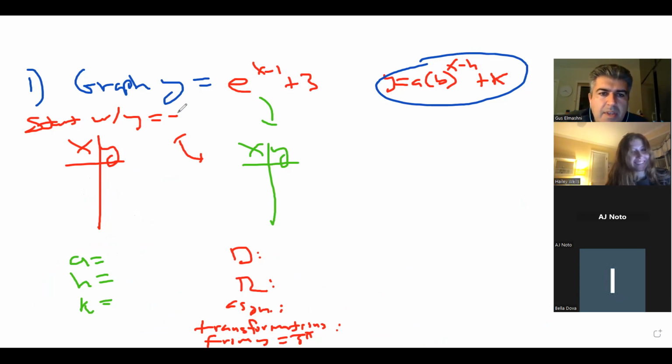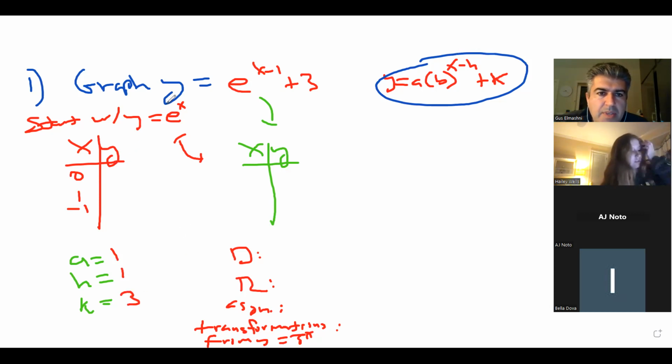So you're gonna start with E to the x. Then remember, E is 2.7. I'll let you use a scientific calculator if you need to for this part, but E is just 2.7. And again, I'm going to use 0, 1, and -1. A value is 1, so there's no vertical stretch or reflection. H is 1, K is 3.